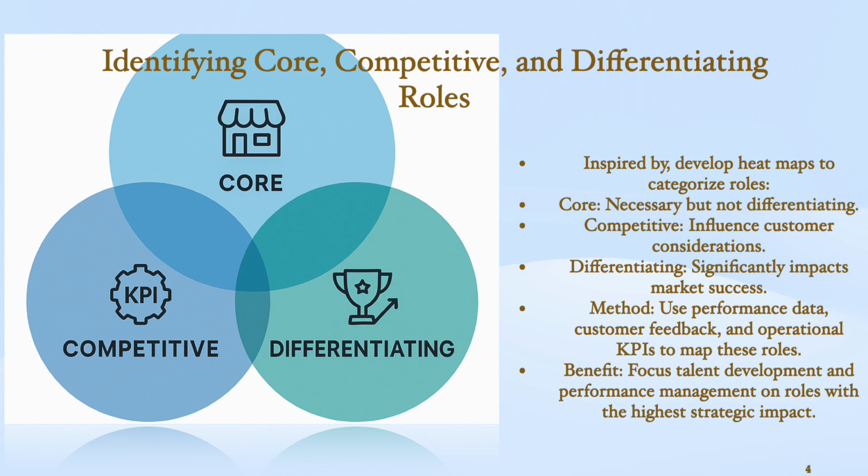Next, we would have to develop heat maps to categorize roles into core, competitive, and differentiating roles, following data from previous research. These categories would help us understand where performance variation has the biggest strategic impact. For example, roles that significantly influence customer decisions or marketing positions. Differentiating roles will be prioritized for talent development and performance management. This strategic focus aligns our talent investments with areas that directly drive growth.